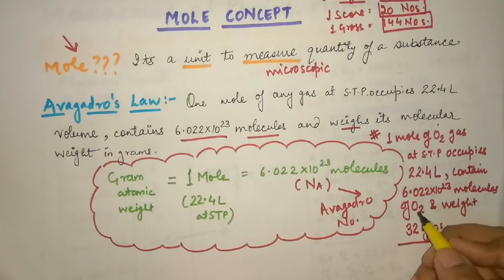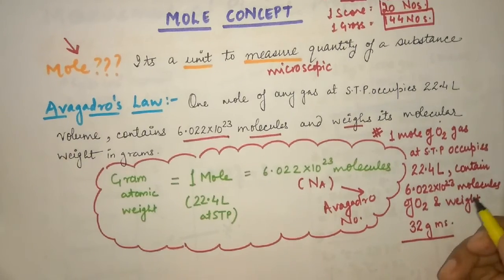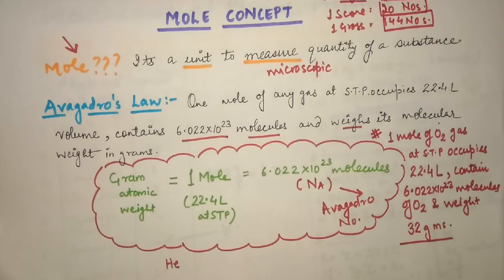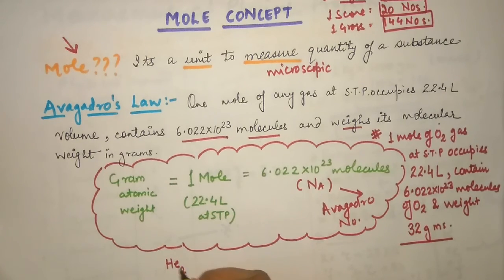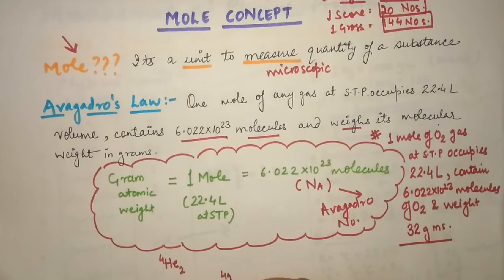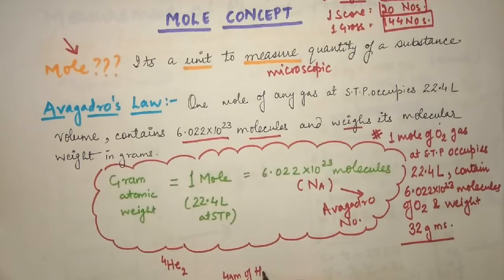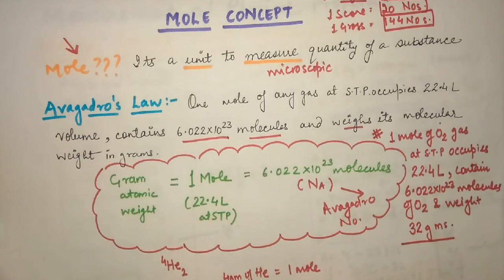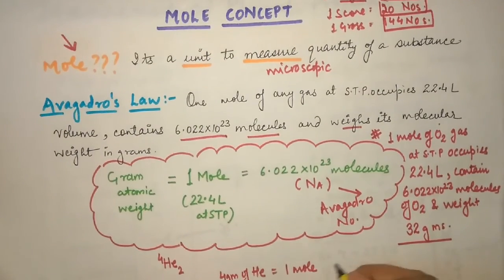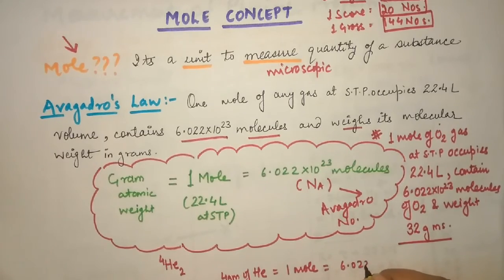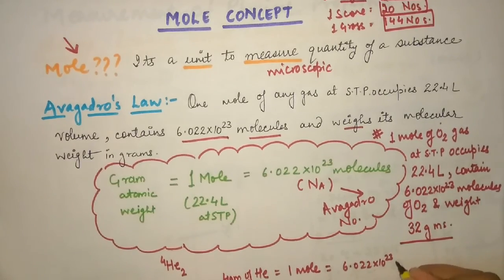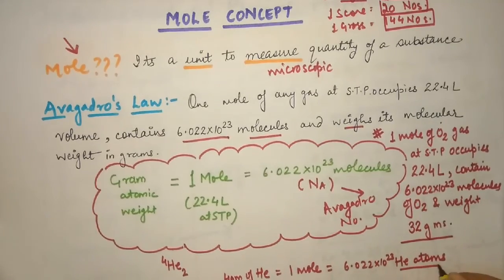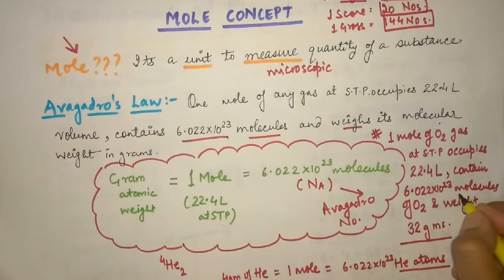O2 is a molecule. If I'm talking about any atom, so for example, if we're talking about helium atom, right? What is the gram atomic mass of helium? It is 4. So 4 grams of helium will contain 1 mole, will occupy 22.4 liters at STP, and it will contain 6.022 into 10 raised to 23 helium atoms. See, atoms I'm writing. Here I have written molecules.